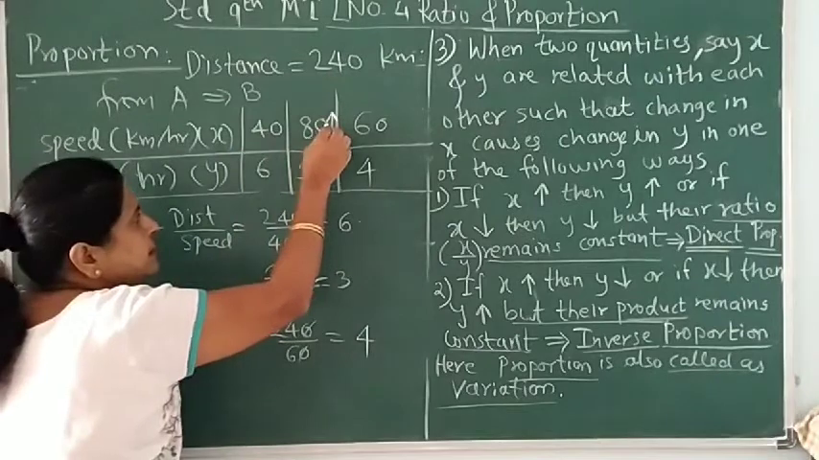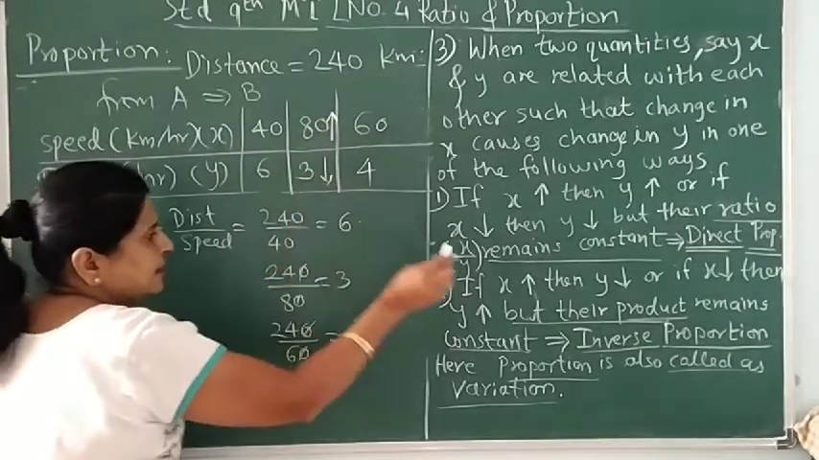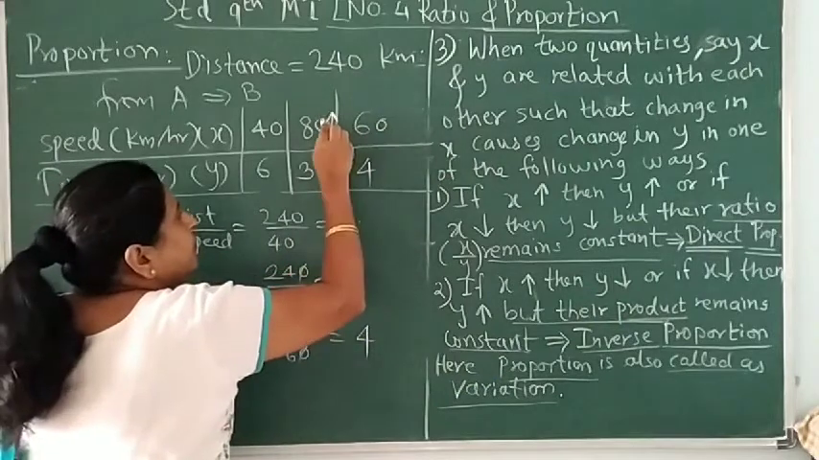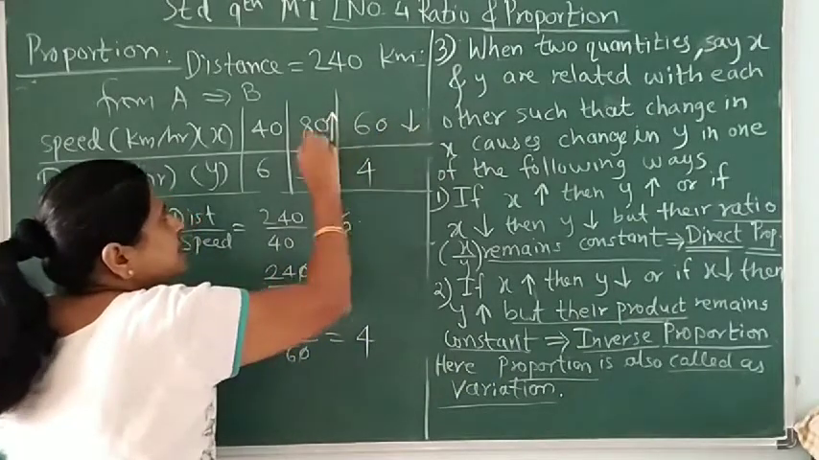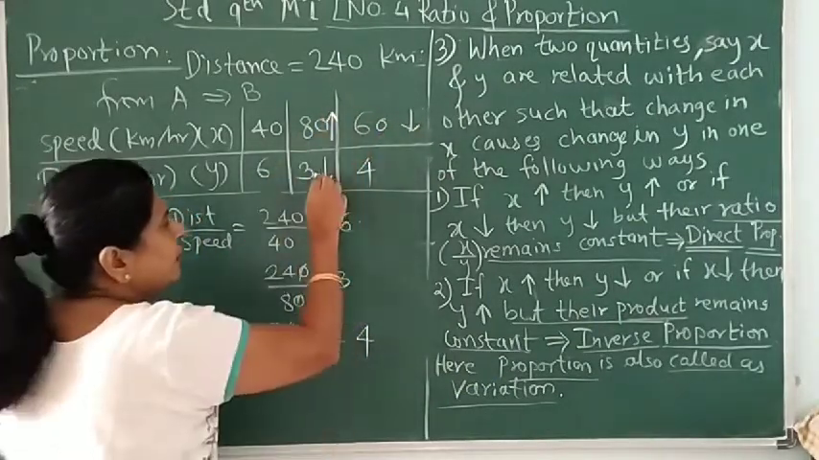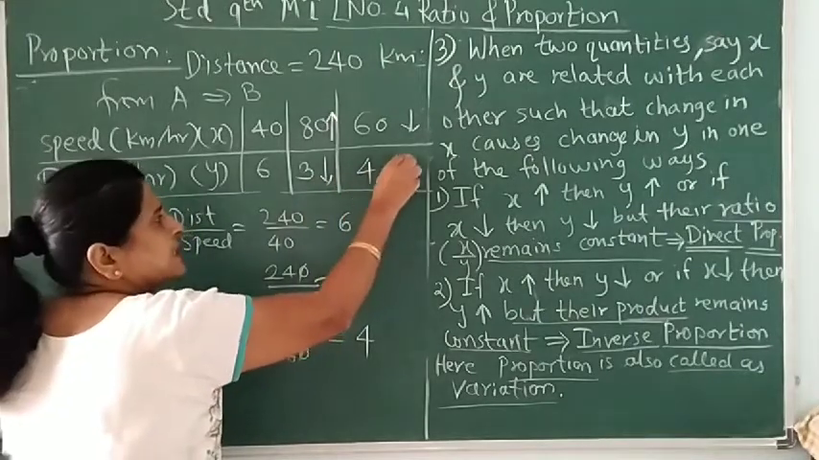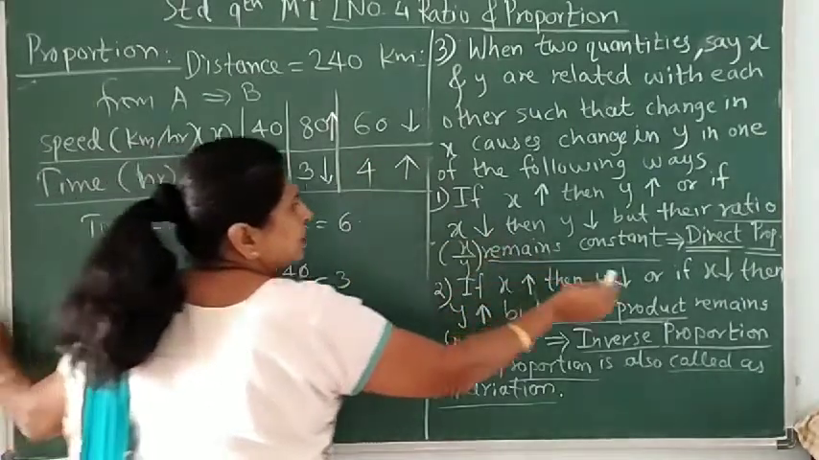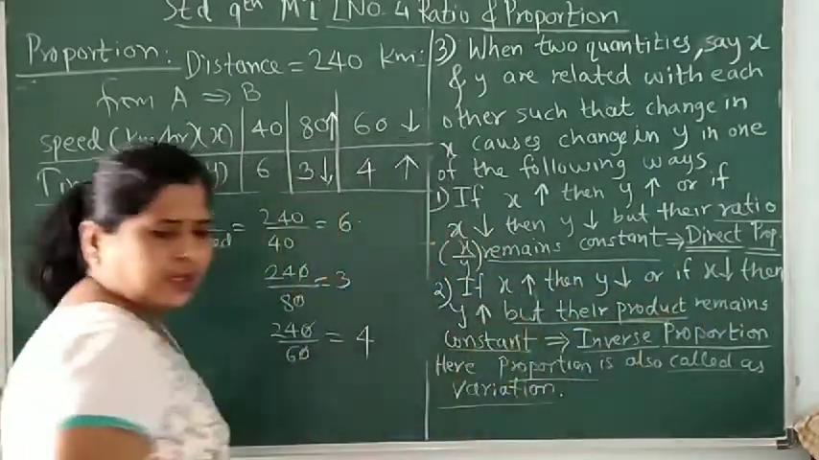So when the speed is increased, x is increased, y is decreased. And when going from 80 to 60, you can see that there is a decrease in the speed, then from 3 hours it goes to 4 hours. So when x is decreased, y is increased.